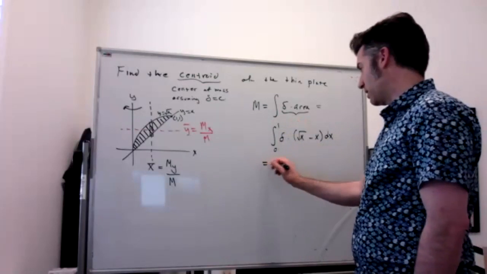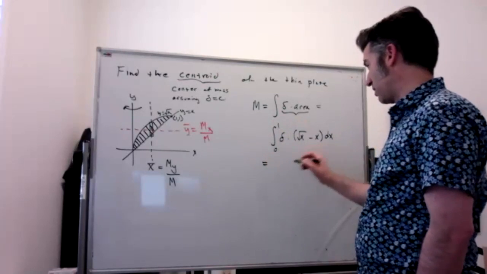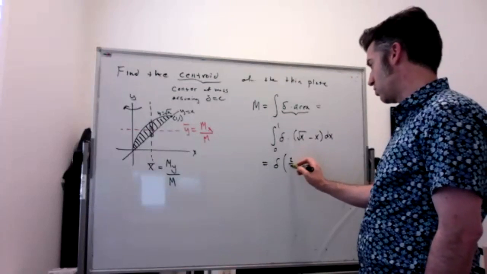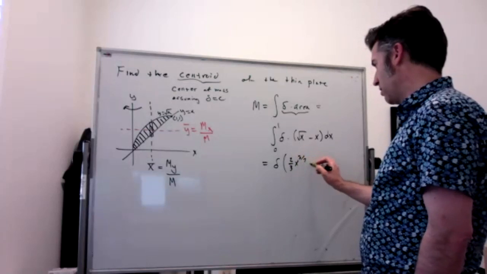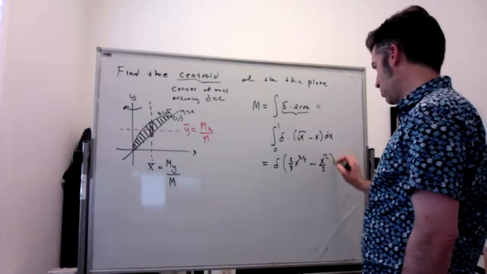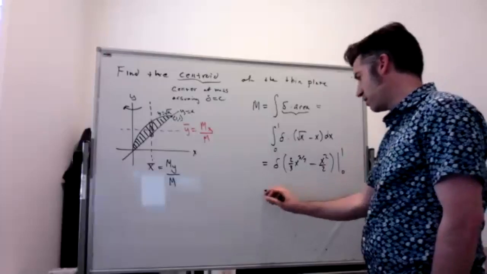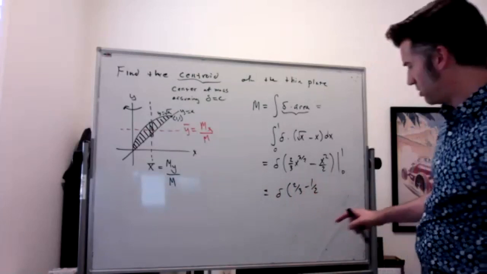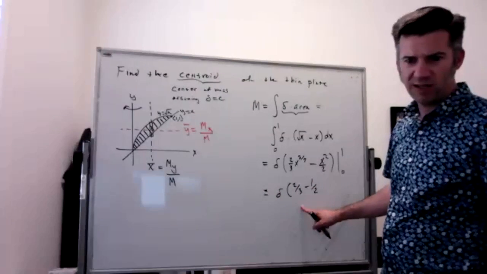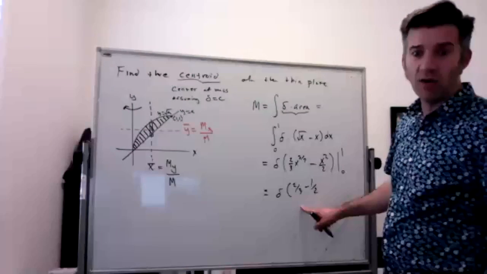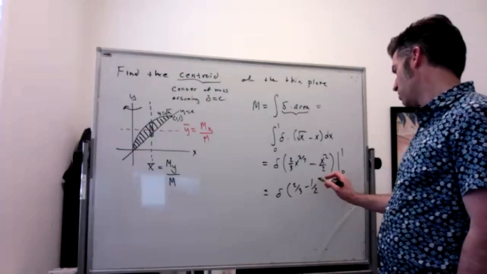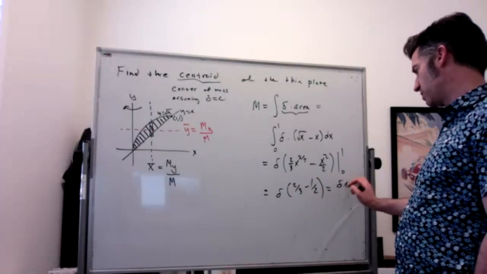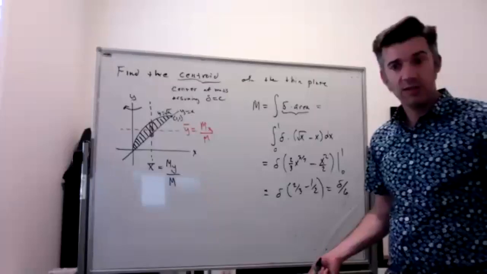I'm going to integrate this. I get the density times the antiderivative: x to the 1/2 gives 2/3 x to the 3/2, minus x squared over 2, from 0 to 1. That's going to be the density times 2/3 minus 1/2. Why does it look different than what I have over there? Oh, it's because there's an x there. I see. So 2/3 minus 1/2 is 4/6 minus 3/6, which is 1/6. So you get delta divided by 6. Okay, so that's our mass.